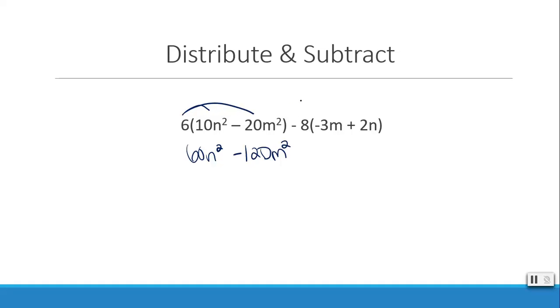And now I'm going to distribute the negative 8. So negative 8 times negative 3 is going to give me a positive 24m. And then negative 8 times positive 2 is going to give me a negative 16n. So again, notice I didn't just distribute an 8, I distributed a negative 8. So now I look down and see if I can combine any like terms, which I can't. So this right here is going to be my final answer.